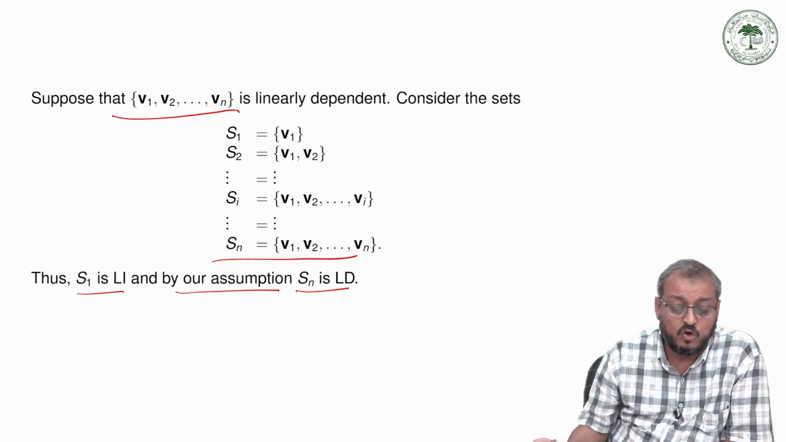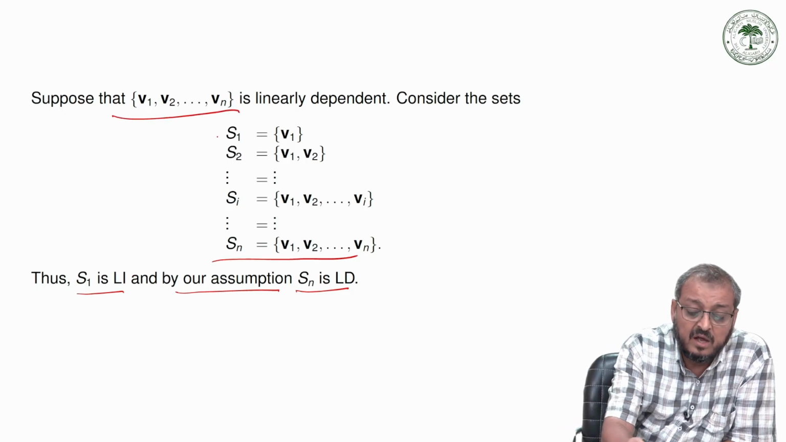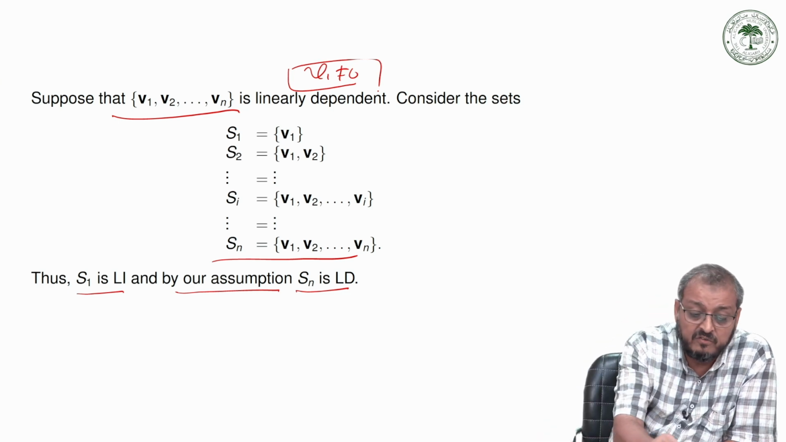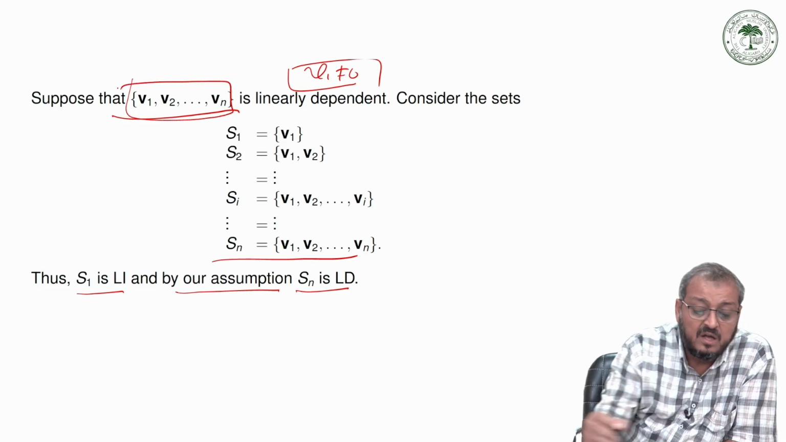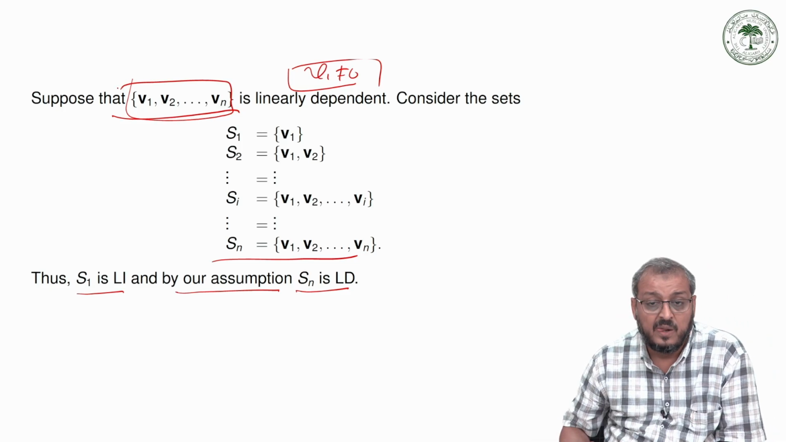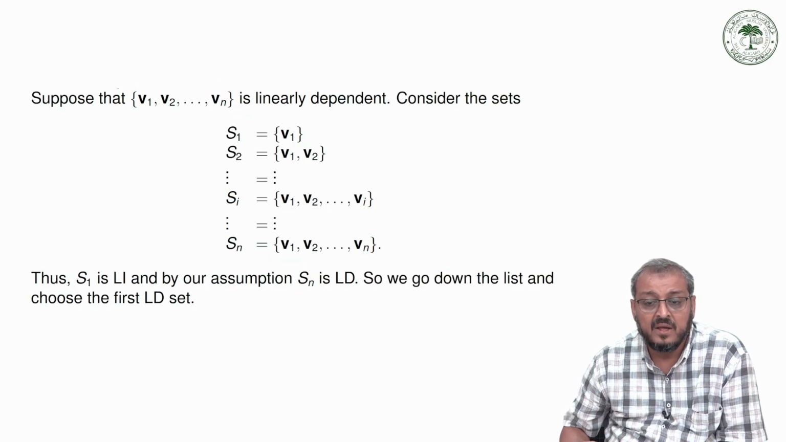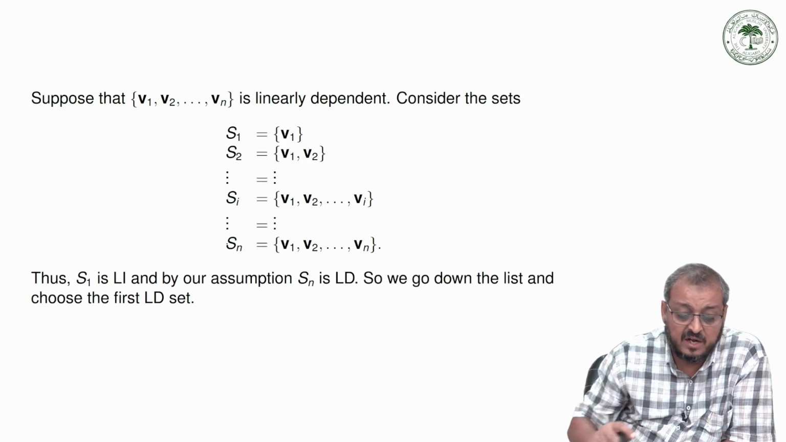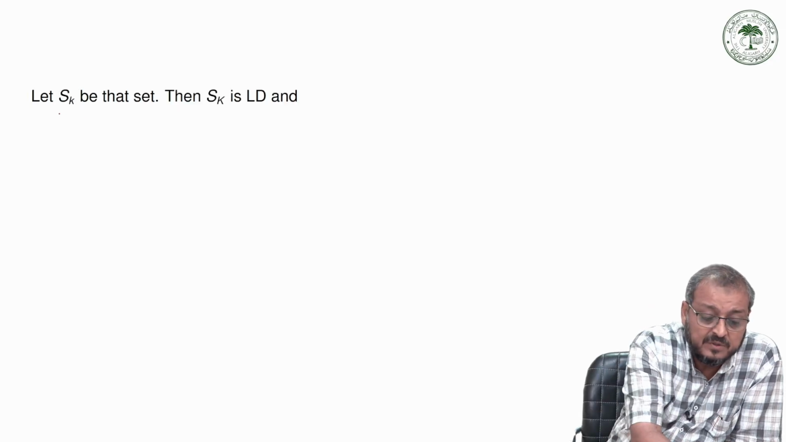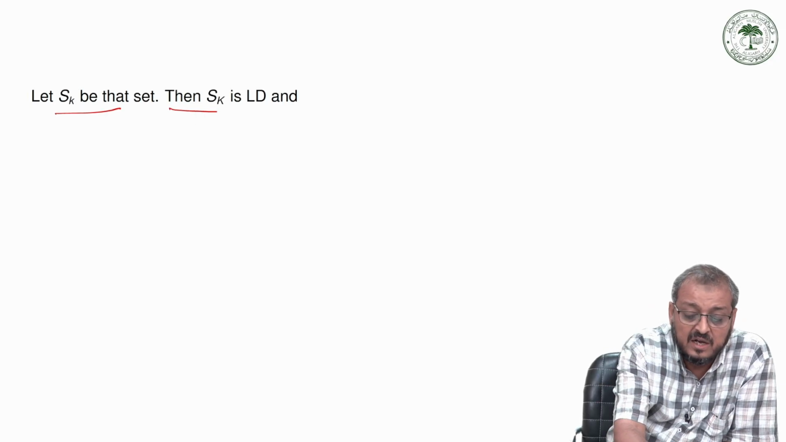So S1 is linearly independent because V1 is not equal to 0, and by the property that any non-zero vector is always linearly independent. And then we have the given condition on Sn: the set V1, V2, up to Vn is given as linearly dependent. So in this way we go down the list and choose the first linearly dependent set. Let Sk be the set; this first Sk is linearly dependent.